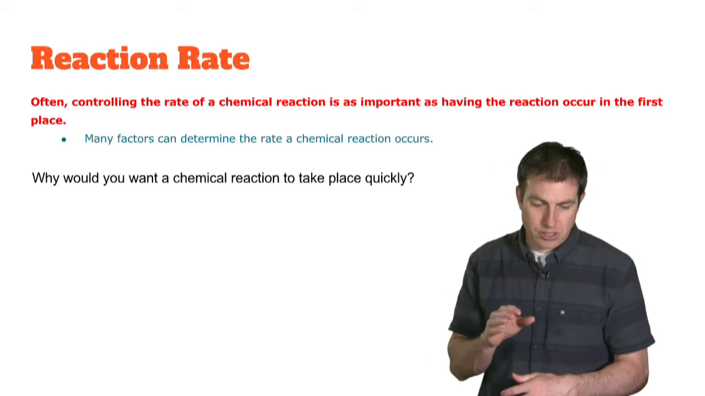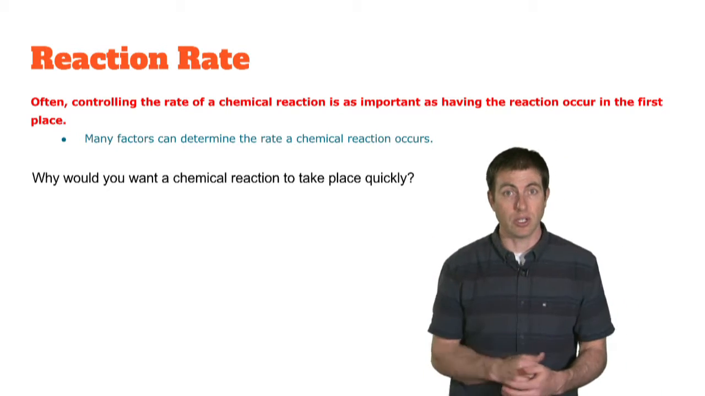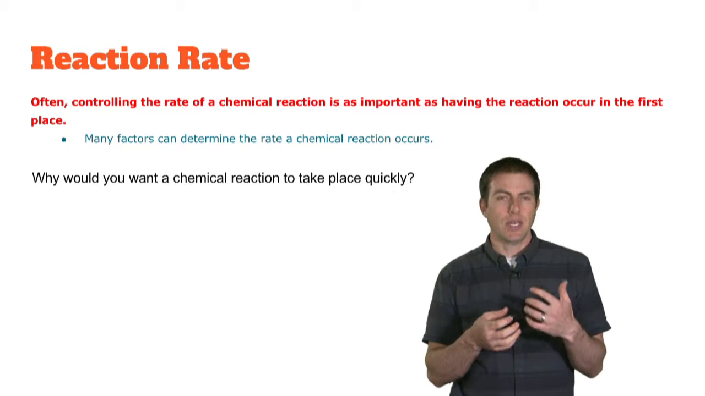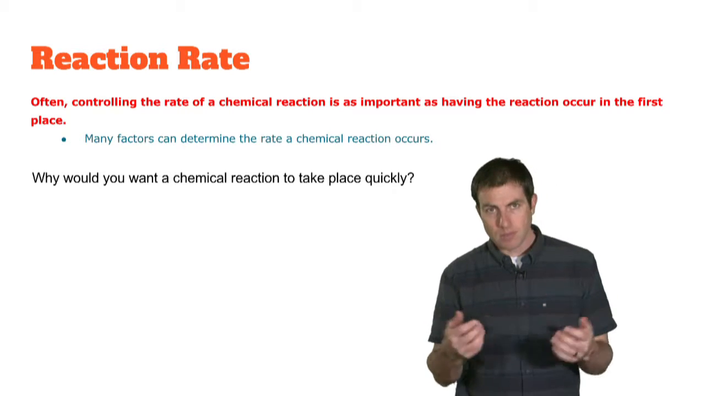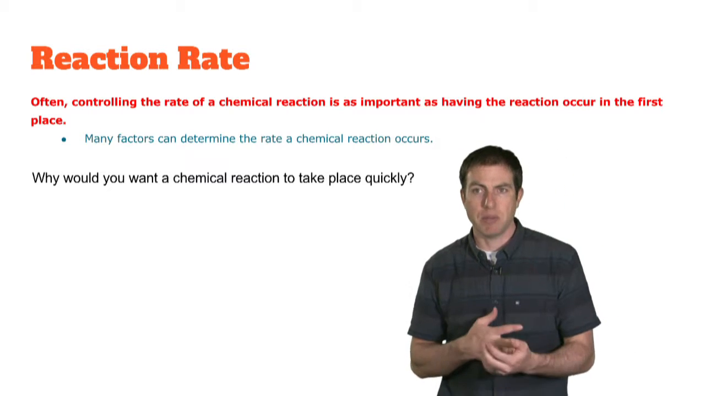What about a reaction taking place quickly? Can anyone think of something that you might want to happen fast? And cooking is a great example of this. We have these proteins in food. We want the proteins to change quickly so we can eat them. We cook them. So that's a great example. Any other examples of a chemical change you might want to happen fast?